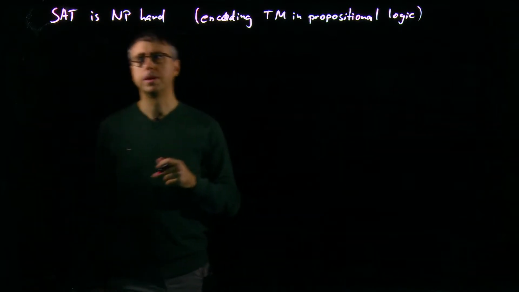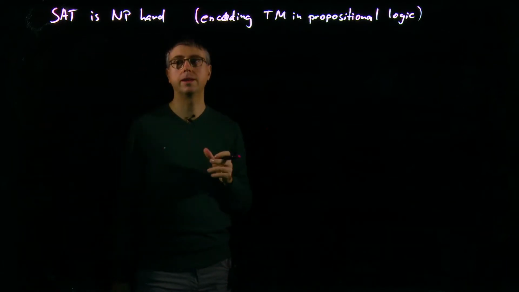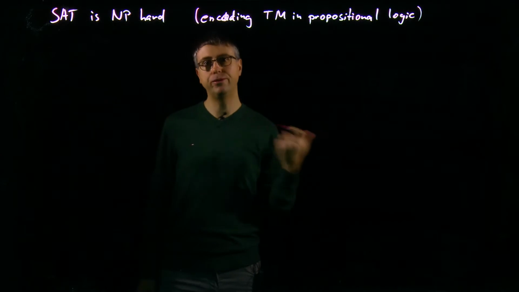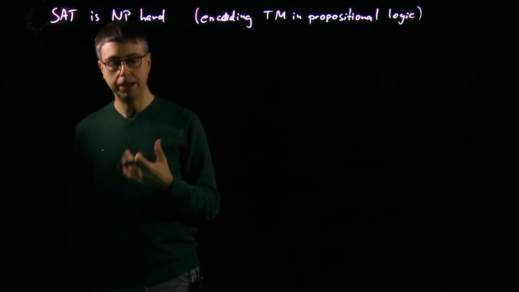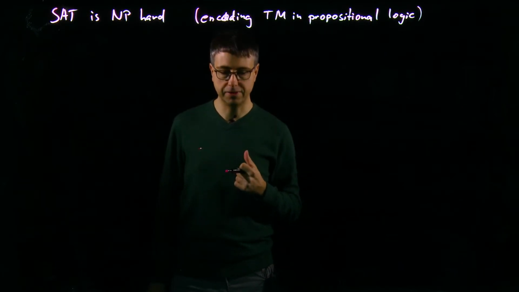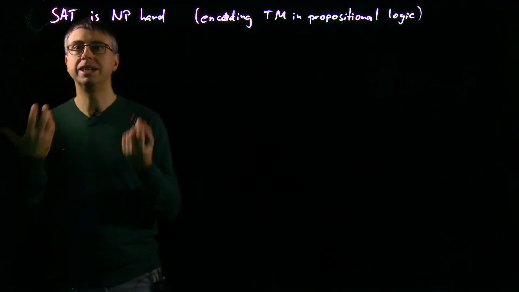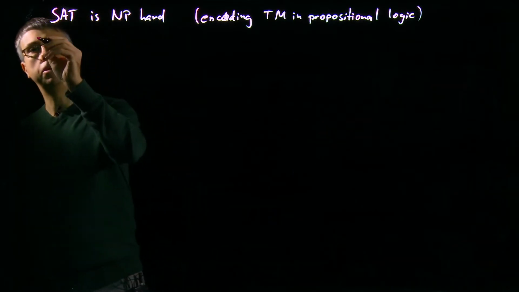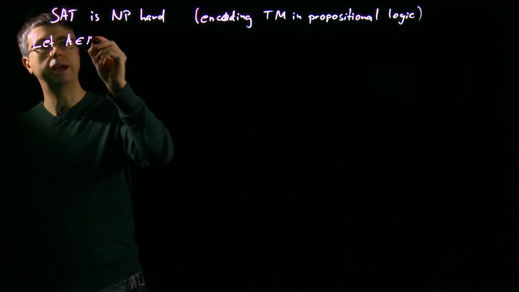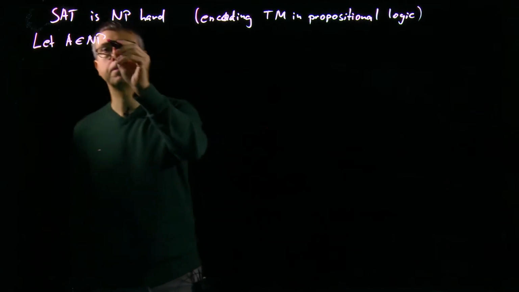So how does it work? We have to show that the satisfiability problem is NP-hard, and to show that, we have to show that every problem that is in NP is polynomial time reducible to our satisfiability problem. To start with, we'll simply take one problem, and that's called A. So we take one problem from NP.